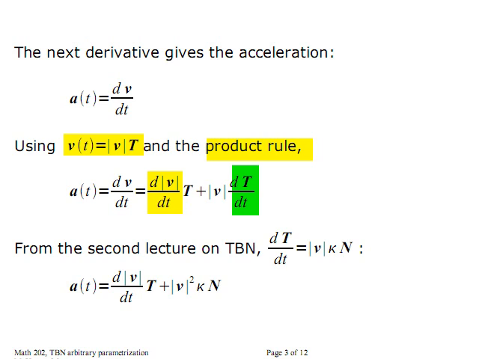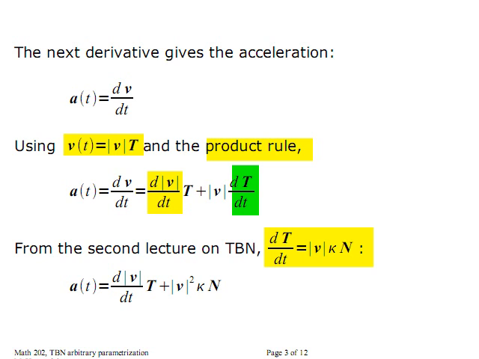If you remember from the second lecture, the one with arbitrary parameterization, we had this result. The change in the tangent vector with respect to time equals the speed times the curvature of the curve in the normal direction. So if you substitute that in, we get this important result from mechanics.